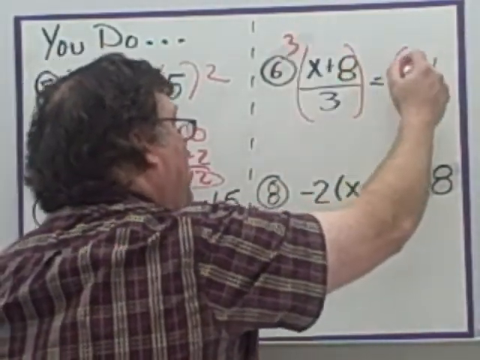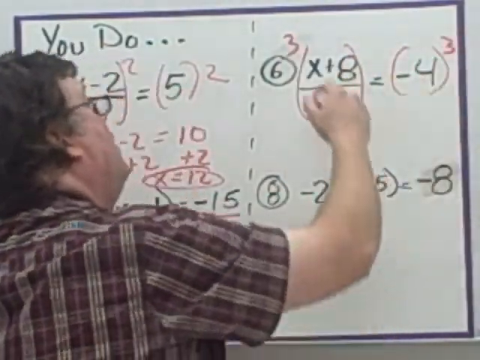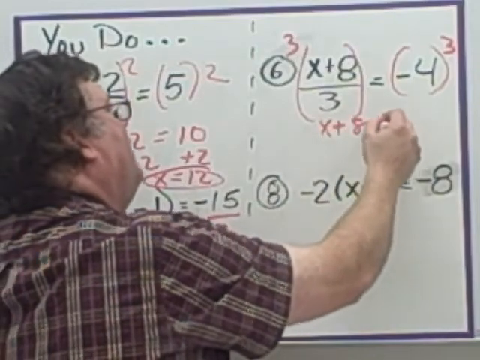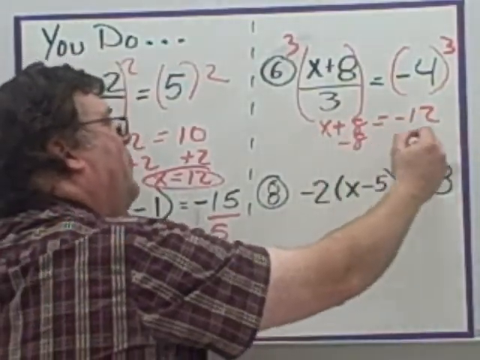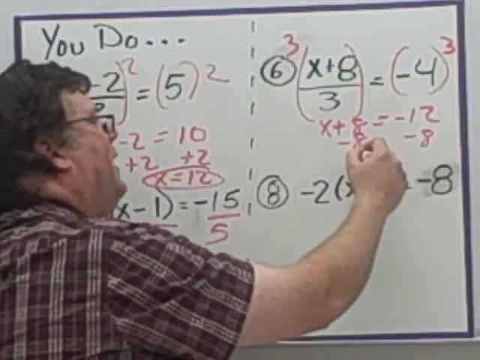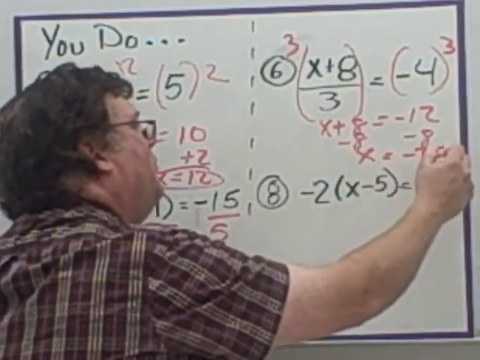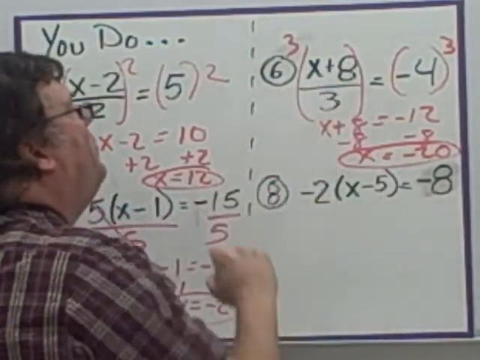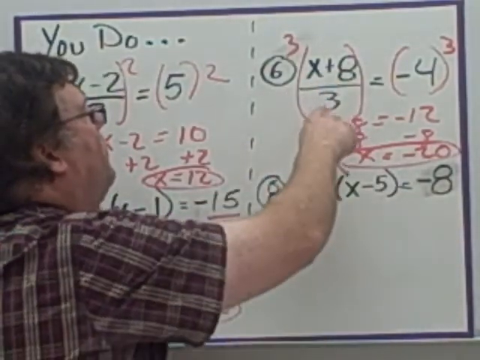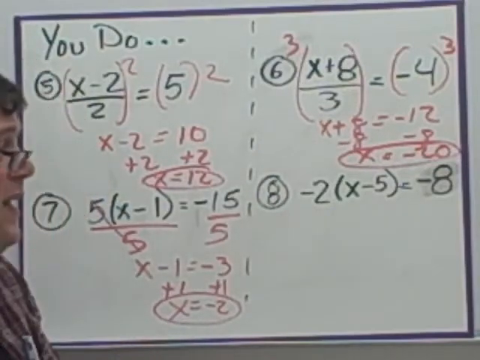Over here, multiply by 3. I get x plus 8 is equal to negative 12. Subtract 8 from both sides. That gives me x is equal to negative 20, which is my answer. Negative 20 plus 8 is going to be negative 12, divided by 3 does indeed give me negative 4.